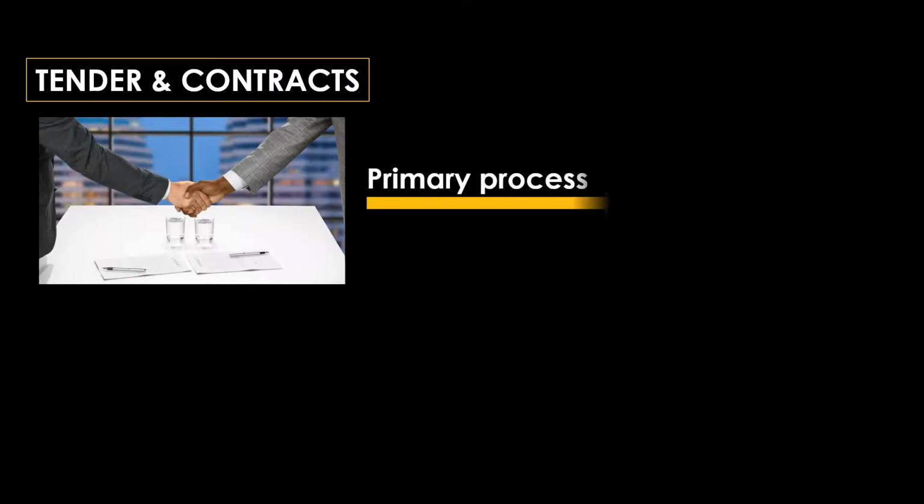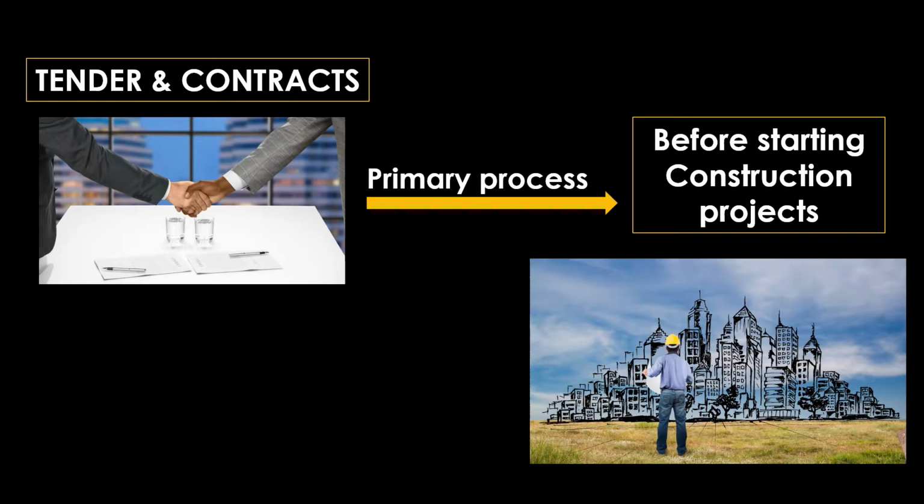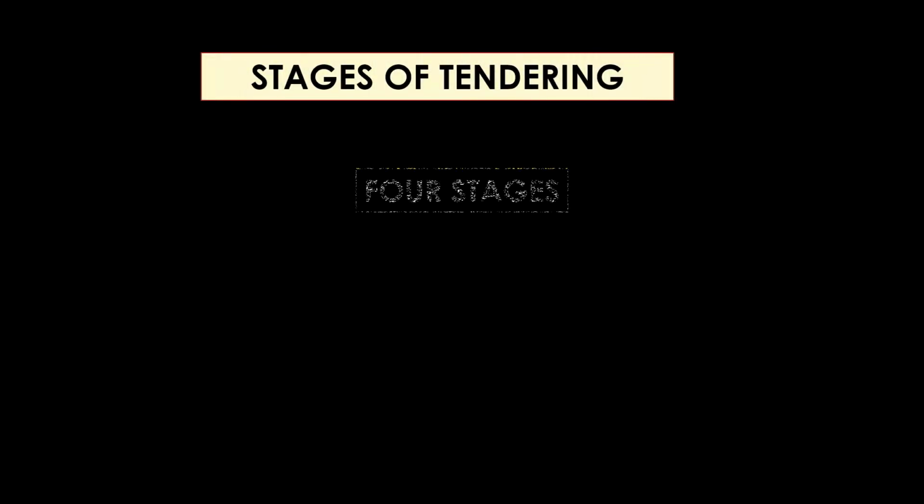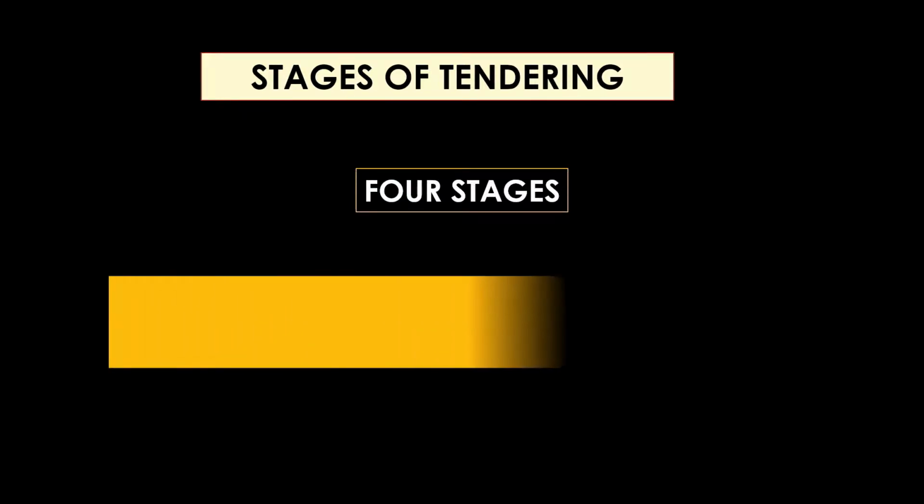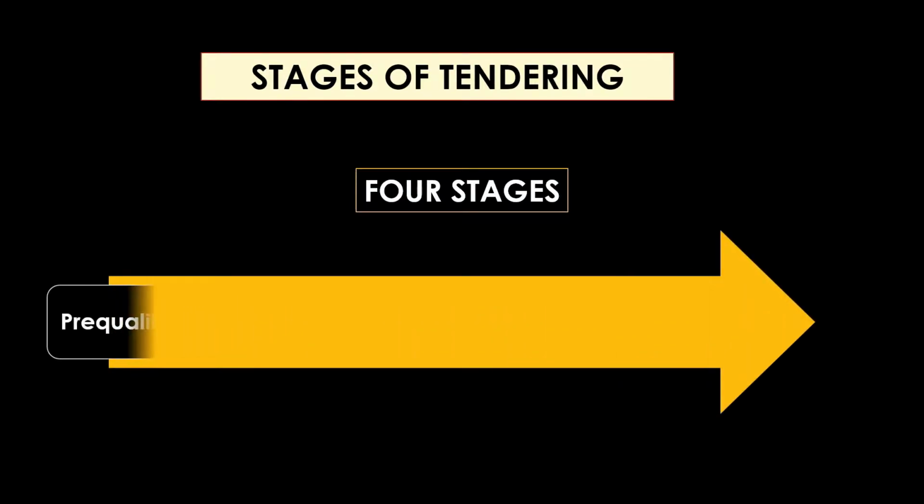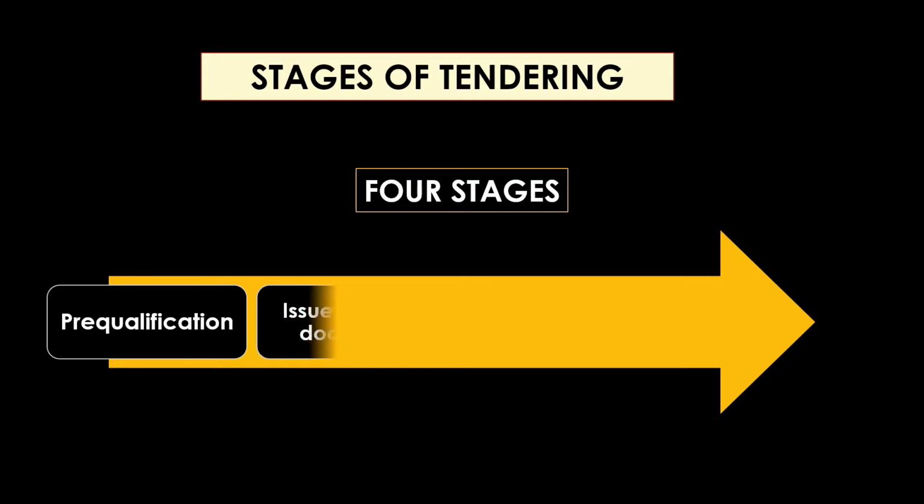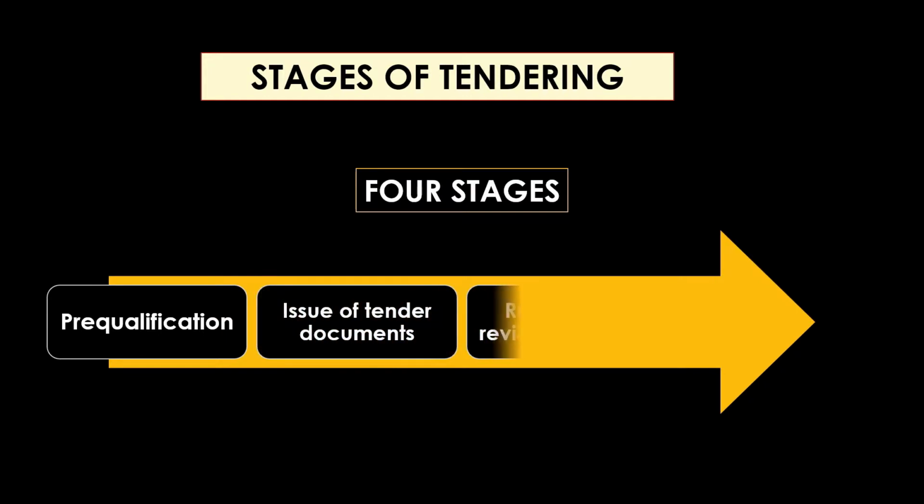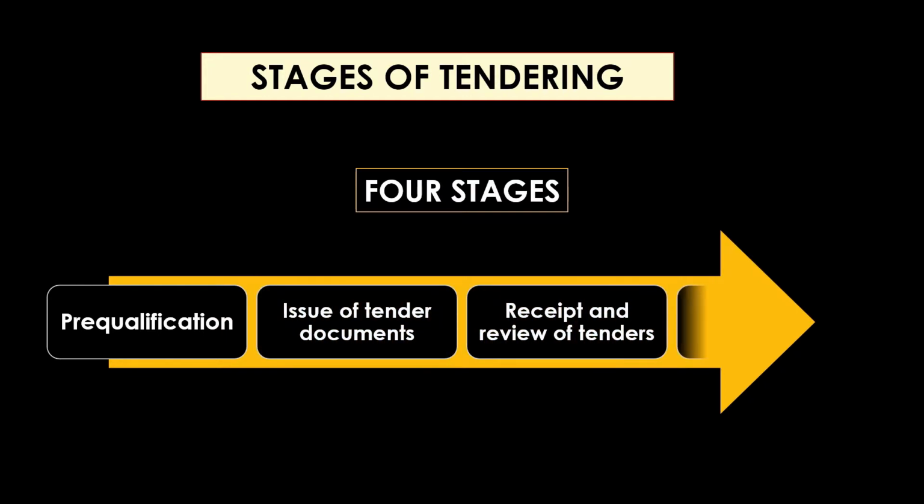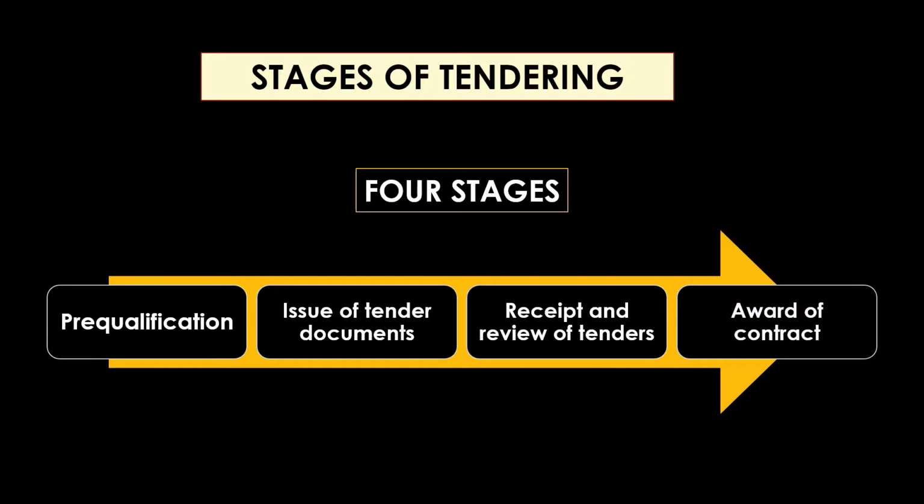Tender and contracts are the primary process to be done before starting construction projects. Let us go through the stages of tendering. The process of tendering is usually conducted in 4 stages: pre-qualification, issue of tender documents, receipt and review of tenders, and award of contract. In some cases, the pre-qualification process is replaced by eligibility criteria in tender documents.